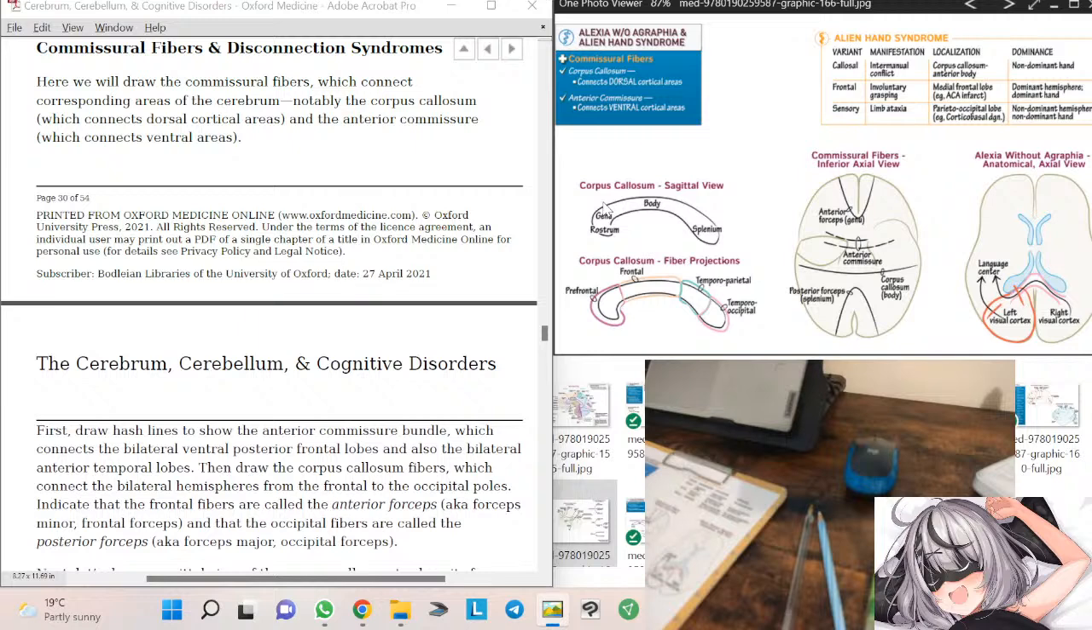Indicate that the frontal fibers are called the anterior forceps, also known as forceps minor, frontal forceps, and that the occipital fibers are called the posterior forceps, also known as forceps major, occipital forceps.